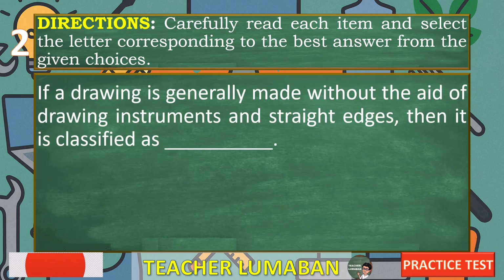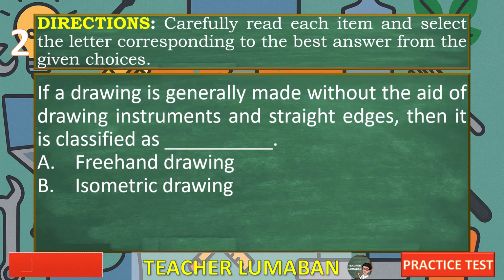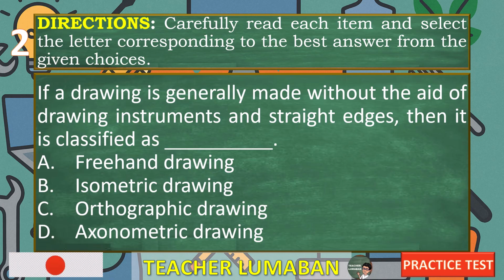If a drawing is generally made without the aid of drawing instruments and straight edges, then it is classified as A. Freehand drawing. B. Isometric drawing. C. Orthographic drawing. D. Axonometric drawing.